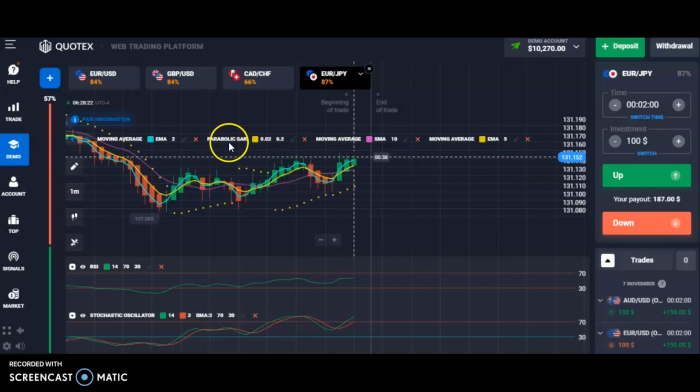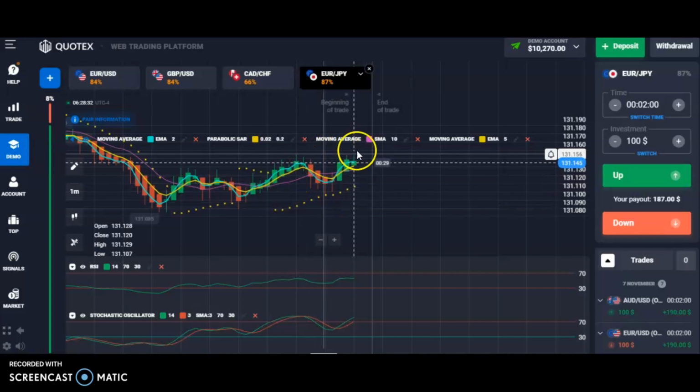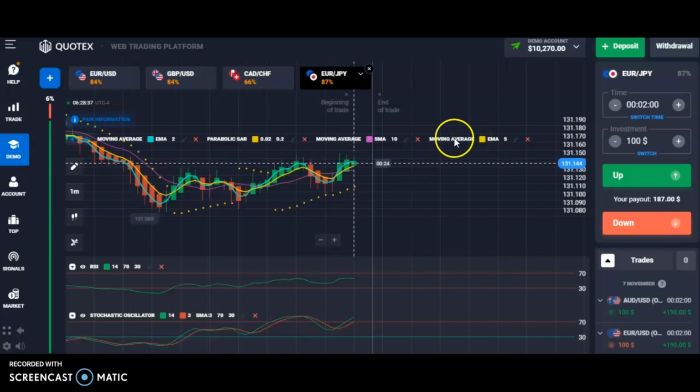I also have a parabolic SAR at its normal settings. I didn't do anything to adjust it. It's yellow. I have a moving average. It's like a purplish pink and it's set at a 10 on an SMA. I have another moving average. It's set as a yellow number 5.